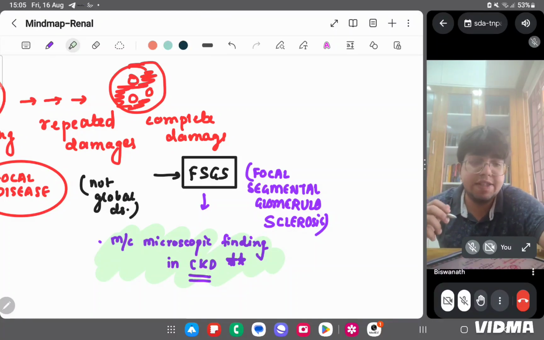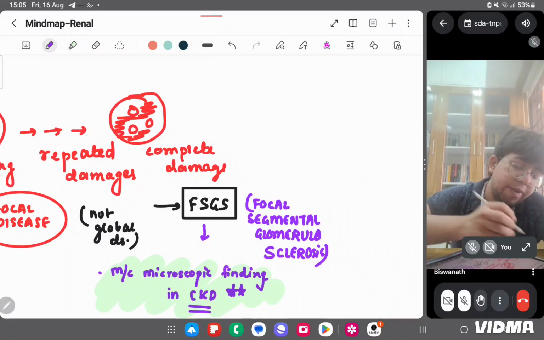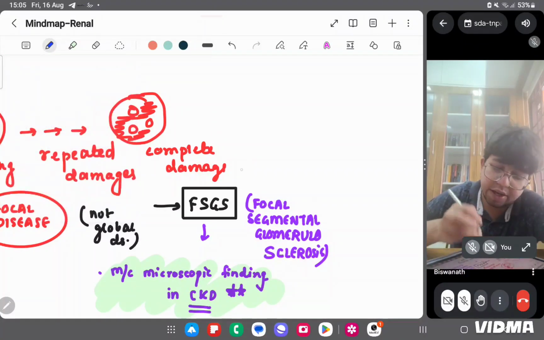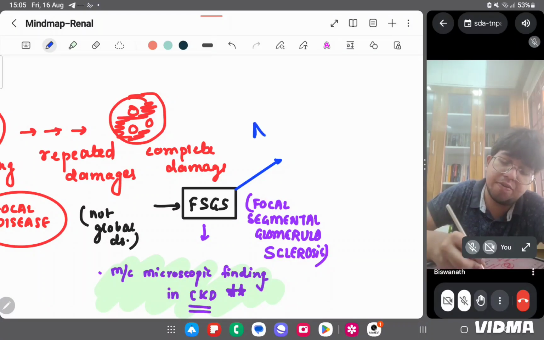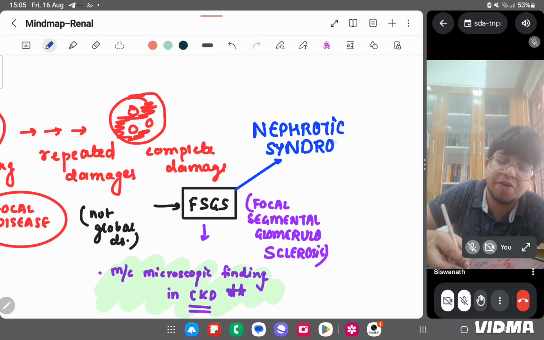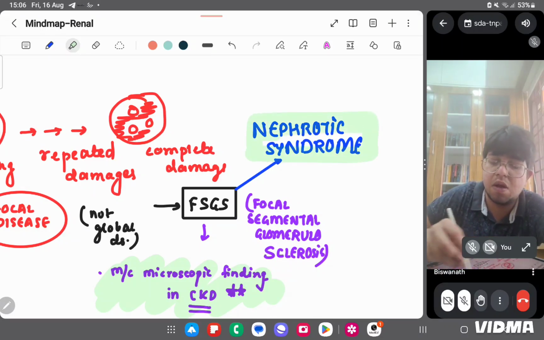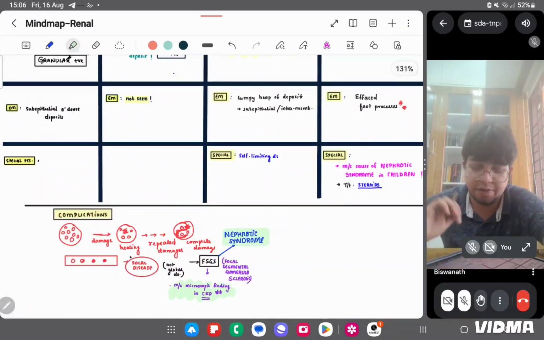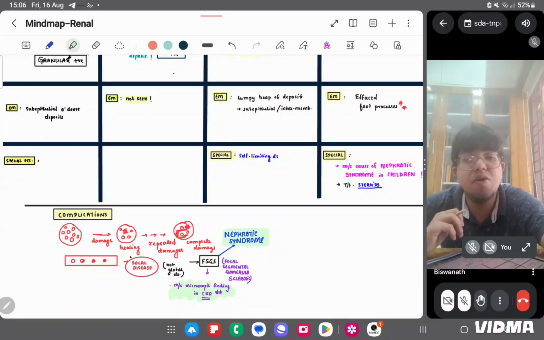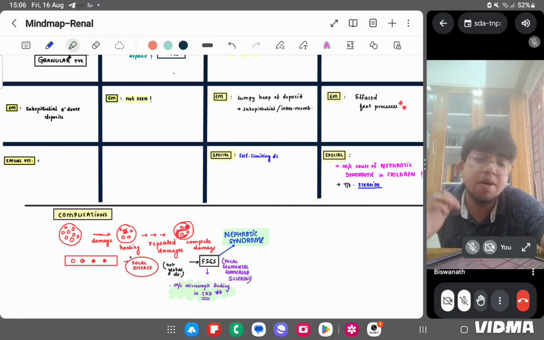And CKD is classified on the basis of GFR only, you know. And here in this case, there will be nephrotic syndrome associated with it. Which syndrome? Nephrotic syndrome. There will be no hematuria. This much thing you know. After that, let's talk about the etiology.